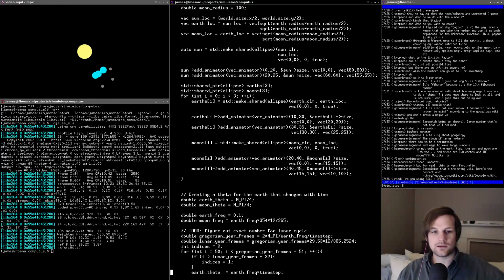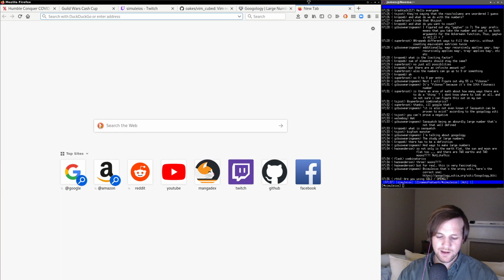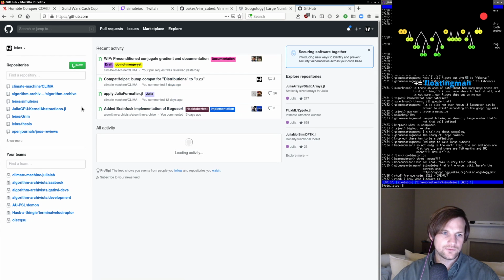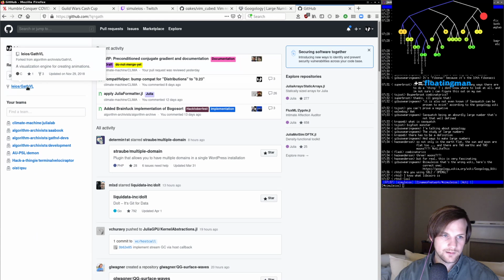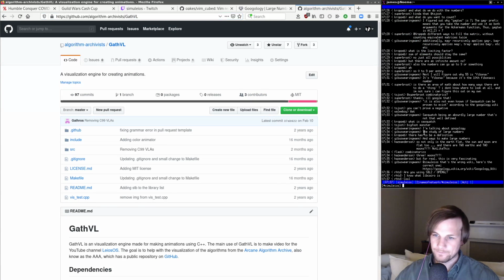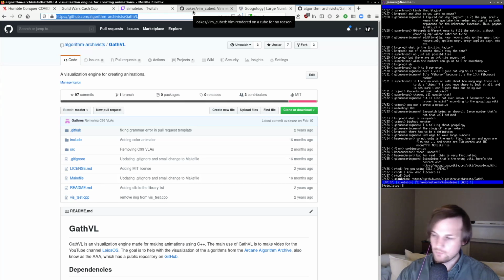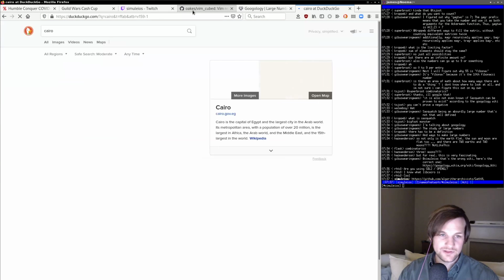No, we are using just Cairo. Cairo is, well, it's our own visualization library known as GathVL. Here, I can show you guys that. But it's using Cairo underneath. GitHub.com. And I think I can just go to GathVL. Okay. And then algorithm archivists. Here. So this is what we're using. It's using Cairo underneath. You might be asking, hey, why aren't you using OpenGL and all that kind of stuff?